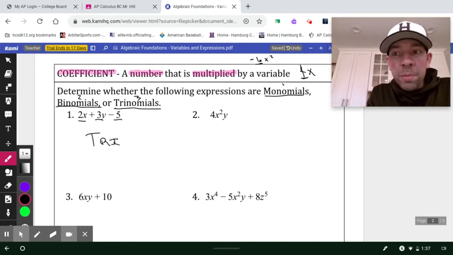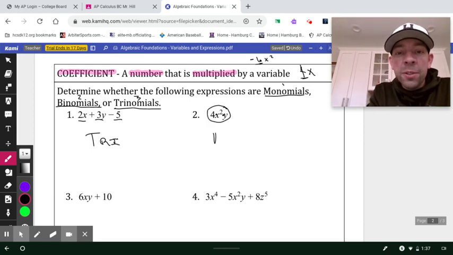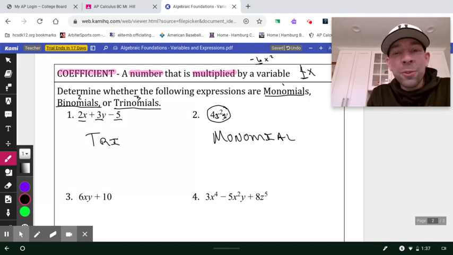Okay, number 2 is maybe the trickiest one. It's got a little bear trap in it. So it's 4 times x squared times y. Those are just products. And so together, this is one single term, making it a monomial. Sometimes you're tempted, you're saying, well, I see an x and a y, so it's got to be a binomial. Well, not so fast, my friend. Basically, if all you see is multiplication, it's got to be a monomial.